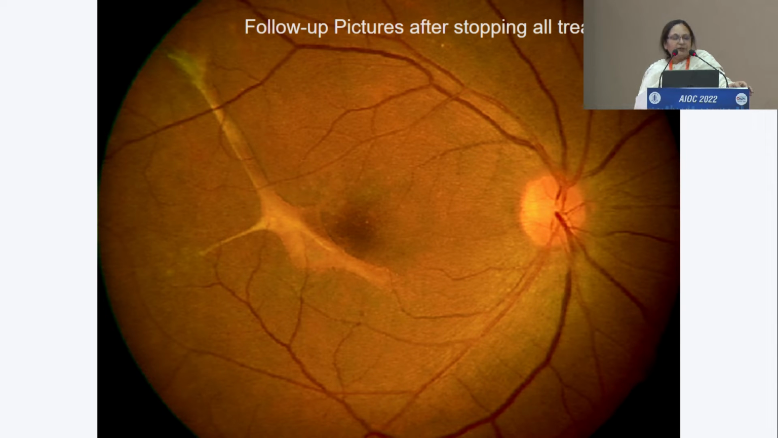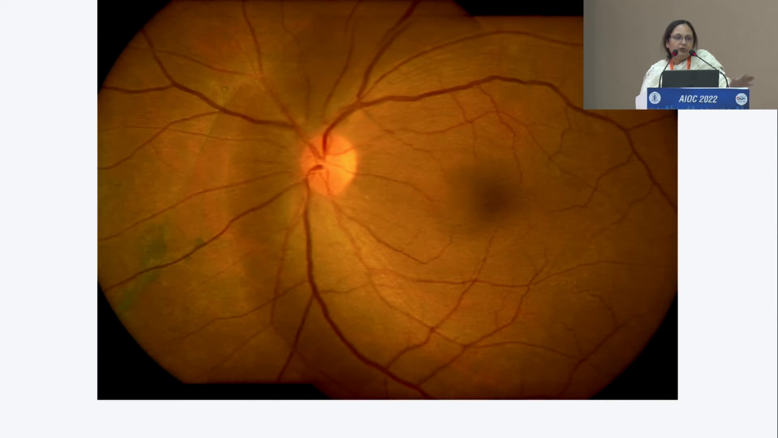So what we did, we simply stopped the anti-TB drugs. We simply stopped all the steroids. And this is how the patient responded. In both the eyes, the fibrin resolved and the fluid disappeared.